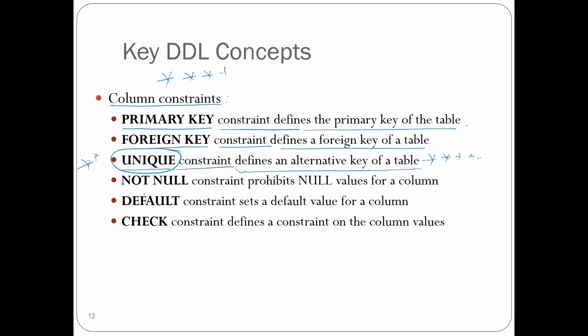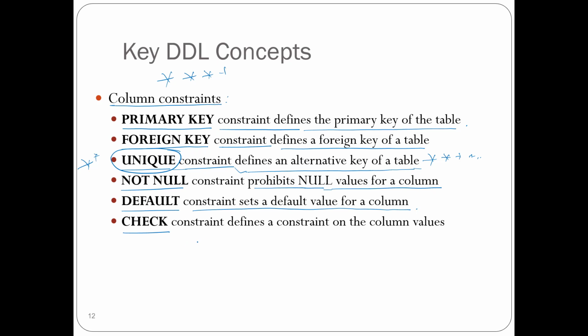Now, let's look at the not null constraint. The not null constraint can be used on a column, which will prohibit the value of null for that column. You will see in the example where we have used the not null constraint. Then we have a default constraint. The default constraint sets a default value for a column. This is very useful.